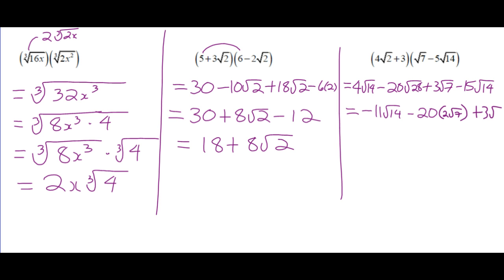Plus 3 root 7, right? That's this 3 root 7. So now these guys are going to be like terms, right? 2 more steps. So I've got negative 11 root 14 minus 40 root 7 plus 3 root 7. Negative 11 root 14 minus 37 root 7. That's your final answer.